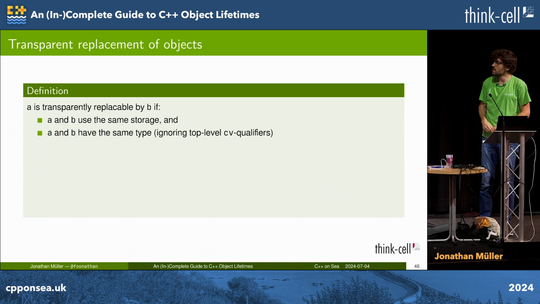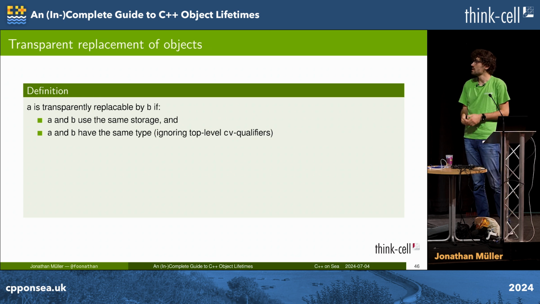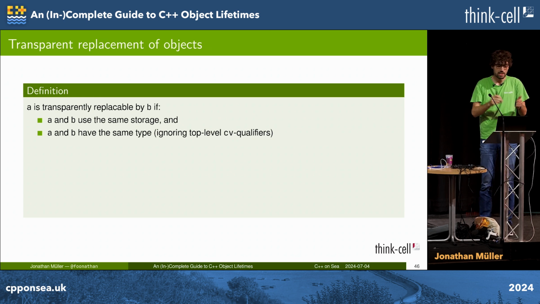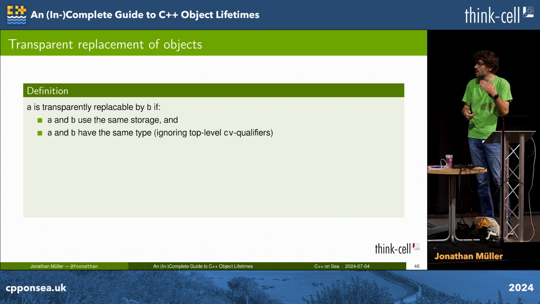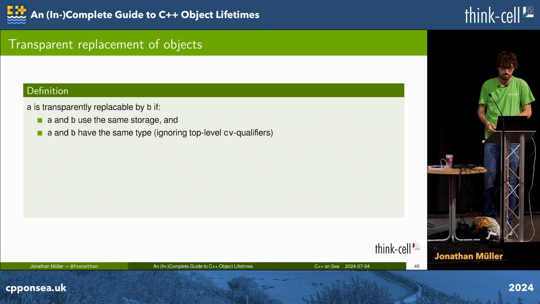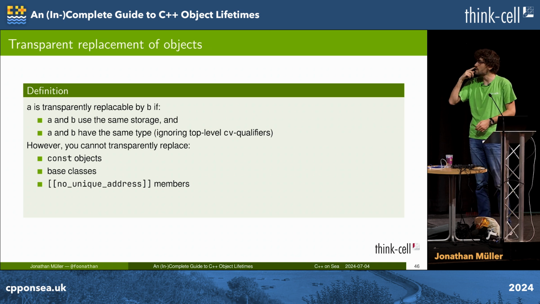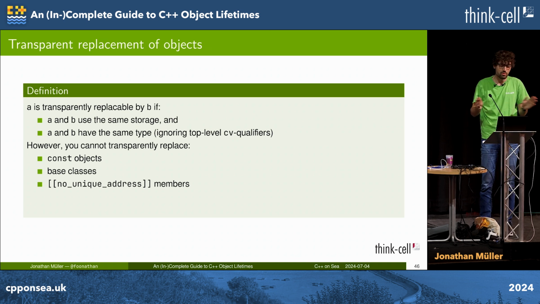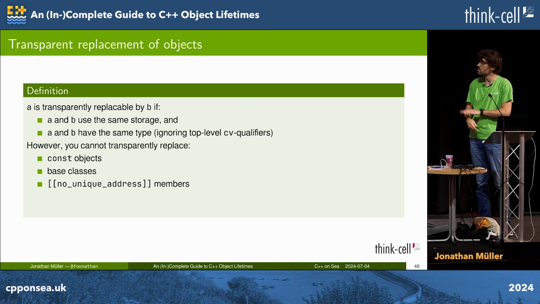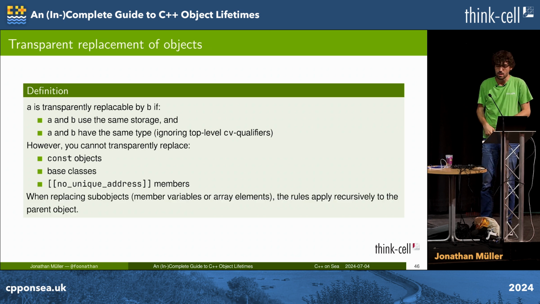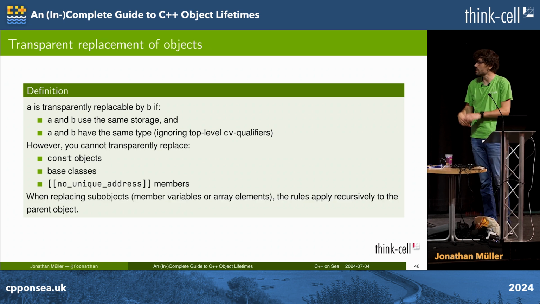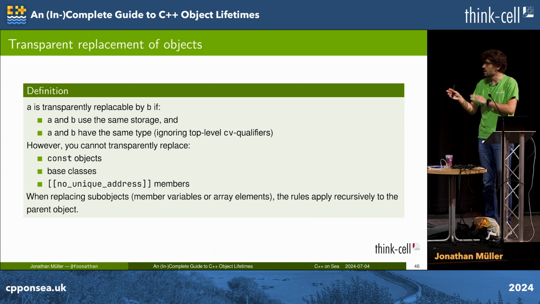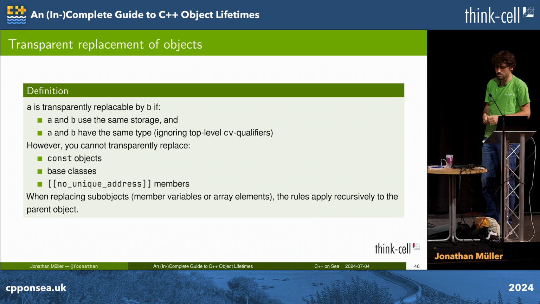And essentially, A is transparently replaceable by B if they're on the same storage, obviously, and they have the same type, ignoring CV qualifiers. So we can replace an int by an int, but we can't replace an int by a float. This is not transparent. And then there are some caveats about const objects and base classes and no unique address members, which are kind of weird, but we don't need to get into that. And there are other caveats about when we replace the sub-object of an object, it goes recursively, but yeah, it's not important.